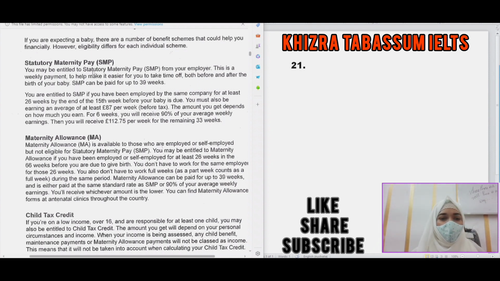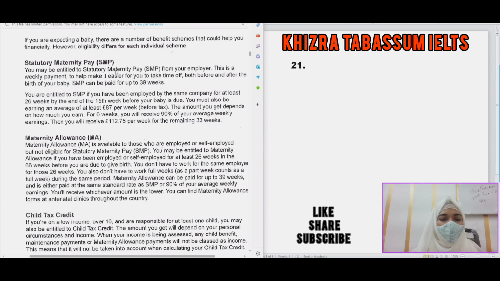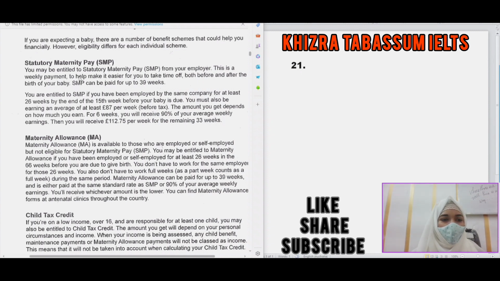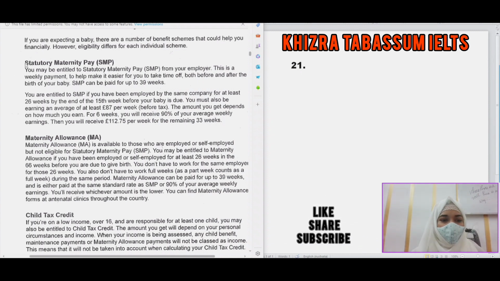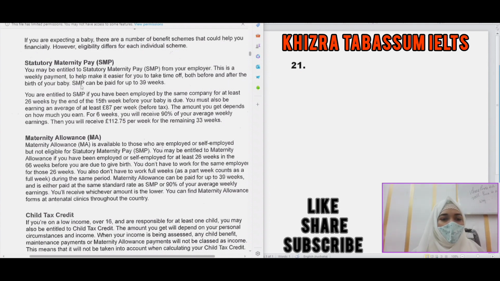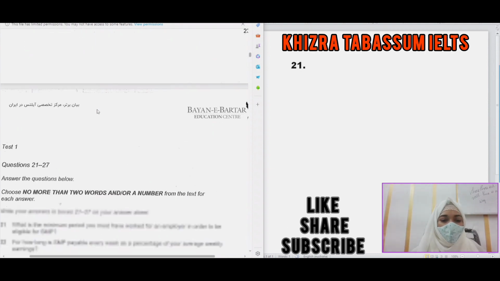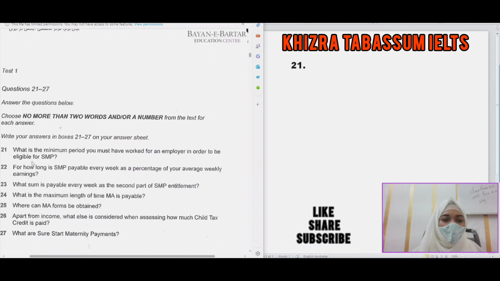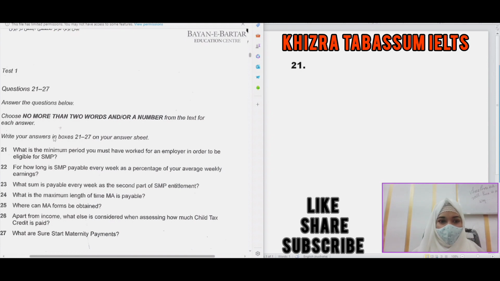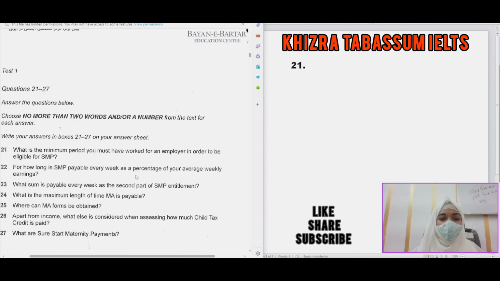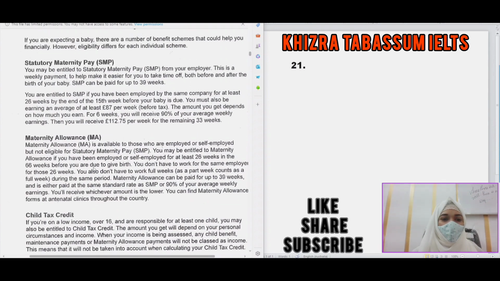What is statutory maternity pay? You may be entitled to statutory maternity pay from your employer. This is a weekly payment, so it makes it easier to take time off both before and after the birth of your baby. SMP can be paid up to 39 weeks. Okay. So what was the question? SMP can pay you only up to 39 weeks, but what is the minimum period? 39 is the maximum.